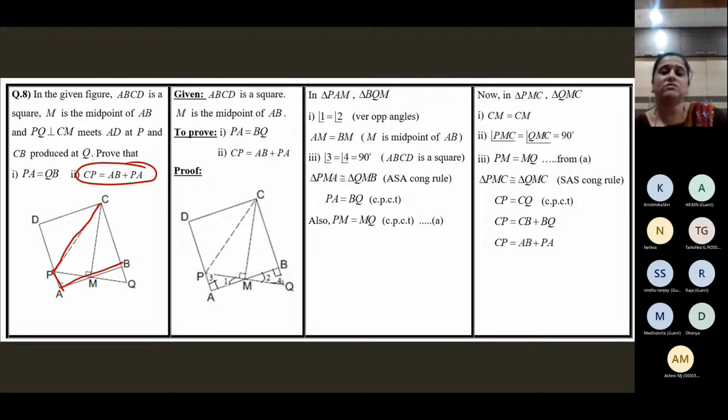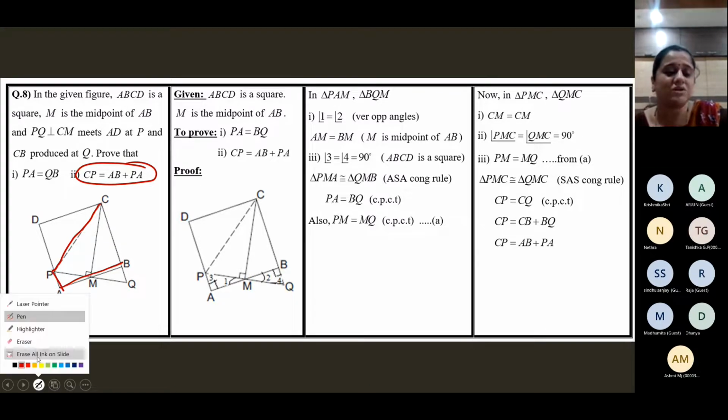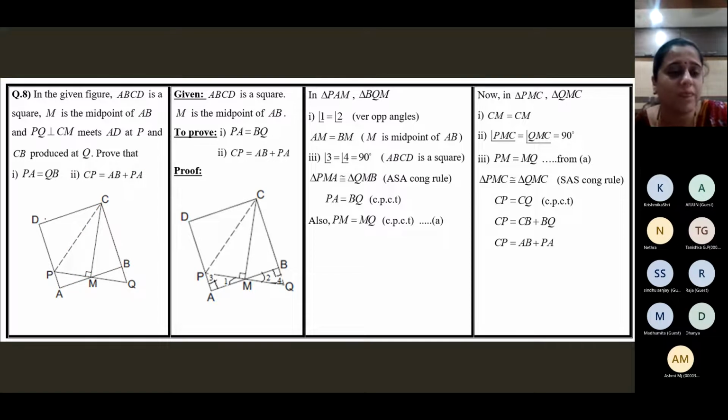How can we prove all this? You're not supposed to measure it with a scale. How can you prove that CP is equal to AB plus PA? It looks very complicated. Now, which triangle should you take up is the question. There are so many line segments, so which two triangles to take up? Now what you should ask yourself is, let me look at only one side. This is complicated, AB plus PA. Just leave it.